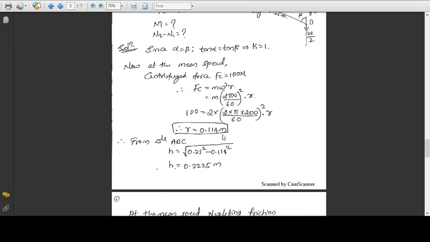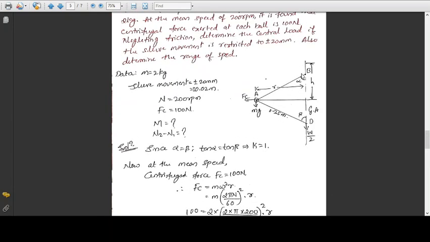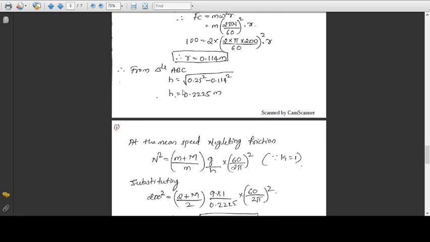So now from the triangle ABC, again in the previous problem we used to consider that triangle to get the value of h1 and h2, but here we are considering the mean speed. We'll try to get the value of h. Okay, so by considering this triangle and applying the Pythagoras theorem to get the value of h here, we'll get the value of h as 0.225 meter.